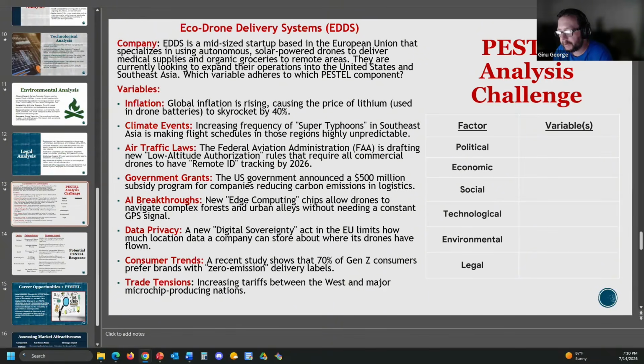Thank you, Joanna. I would put climate events as like the increase in super typhoons, right? That's climate change, basically, climate events. So that's environmental. I would put air traffic laws, looking at law, in the legal section. I'd put that in legal right there, the air traffic laws. Government grants, I might put up in the political. There is some overlap, I think, between political and legal, but I would stick government grants in the political section right there. AI breakthroughs.